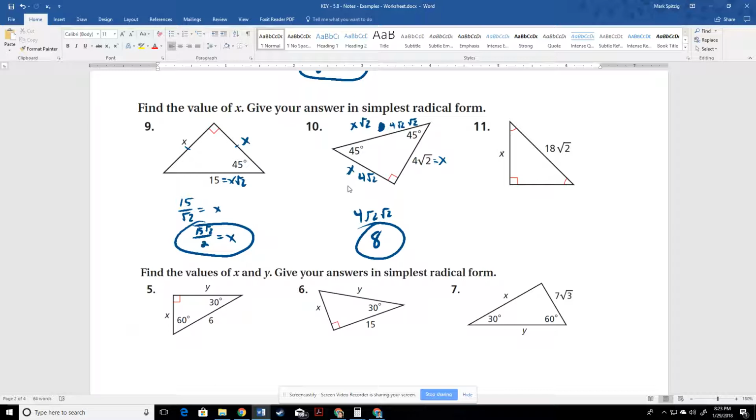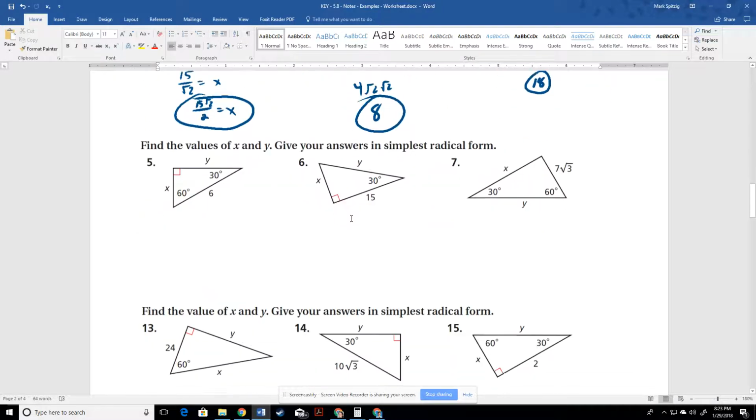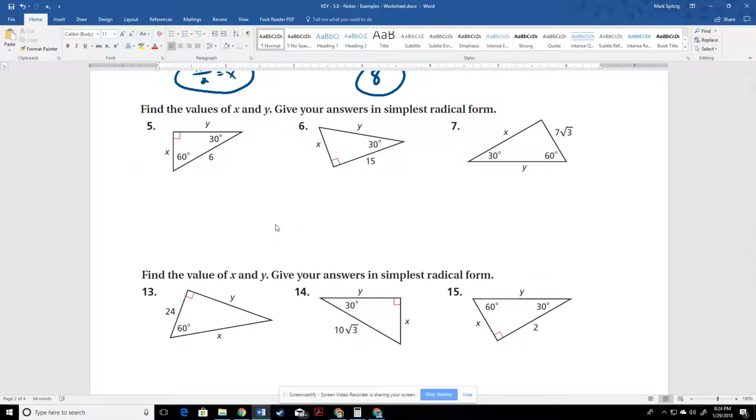All right, in this case, we get x root 2. And again, hopefully we see that the 2's will cancel out, and so x is just 18. Okay, now we get 30, 60, 90. So I'm still going to label them. Opposite of the 30, I'm going to call x. Opposite of the 60, I'm going to call x root 3. Opposite of the 90 is 2x. So look, we got 2x equals 6. So x equals 3, which means this side right here is just going to be 3 radical 3.